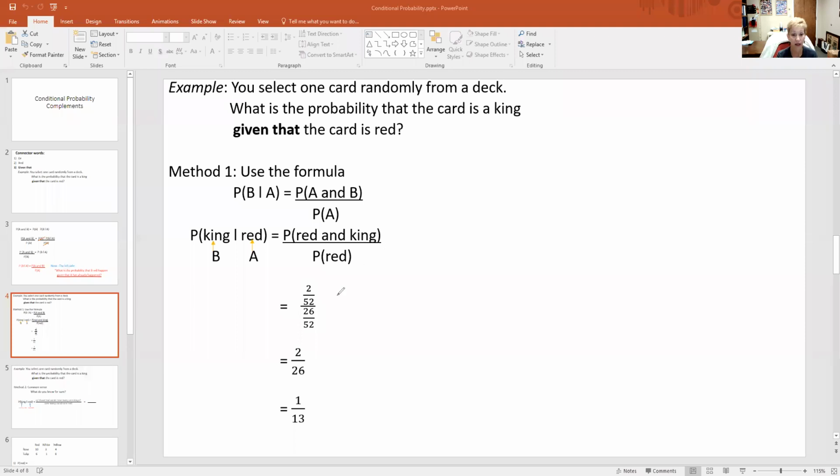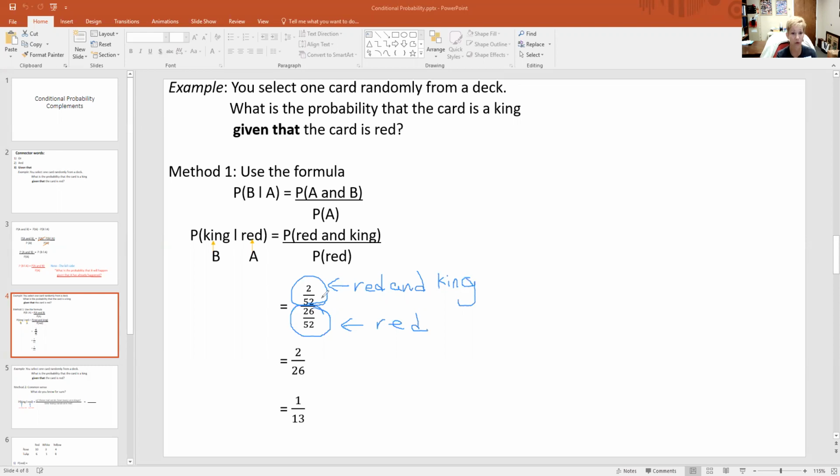So are we clear about why on the bottom it's 26 out of 52 and why on the top it's 2 out of 52? This is the chance that it's just red. That's the bottom, the probability that it's red. And this is the chance that it's red and a king both. And like we said, there are only 2 cards in the deck that are red and king simultaneously: the king of diamonds and the king of hearts.